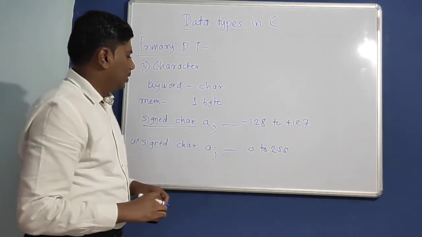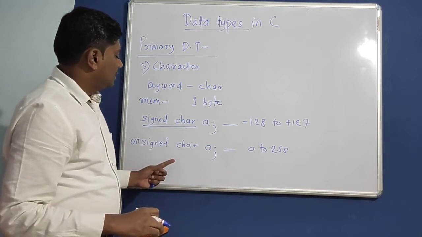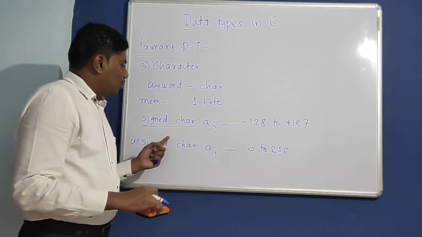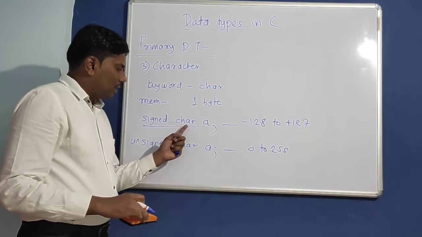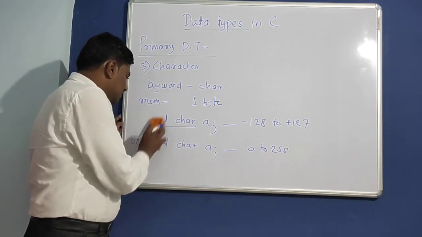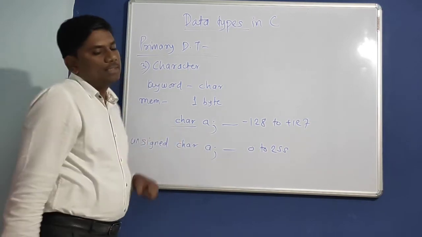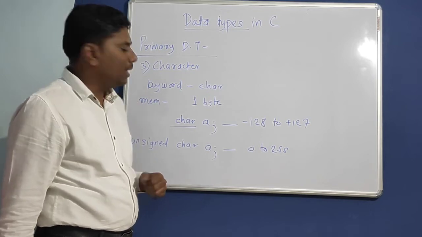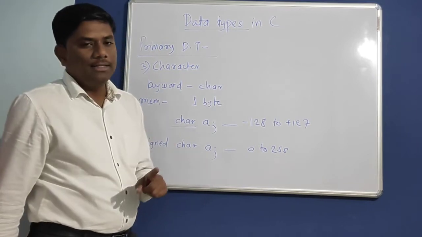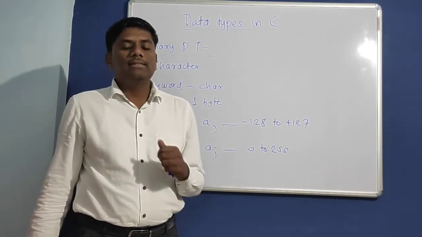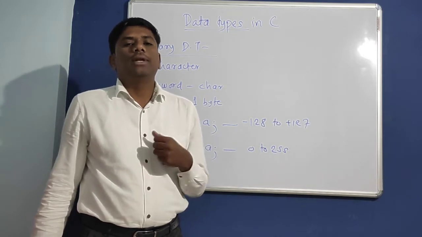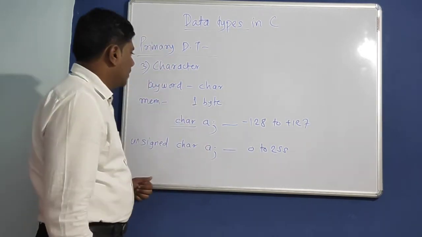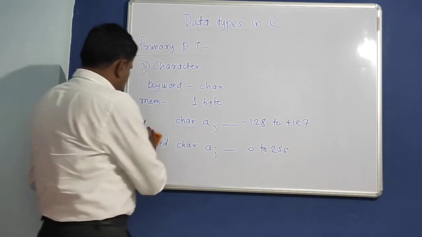0 to 255. So these are the examples, and by default the character is signed one. If we are not specifying signed here, then by default it is signed character. Okay, which is same as integer. If we are not writing signed or unsigned, then by default it is signed integer. Okay, so this is character data type.